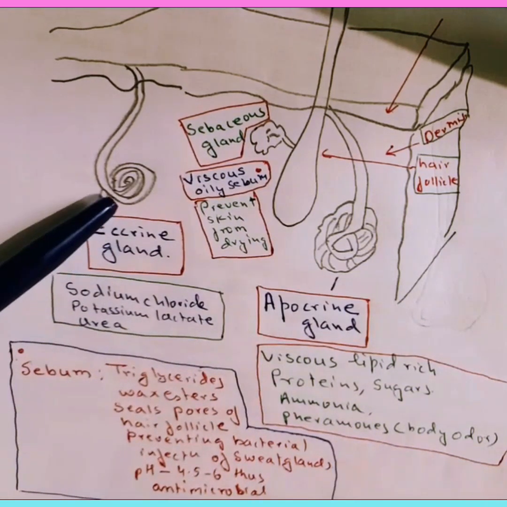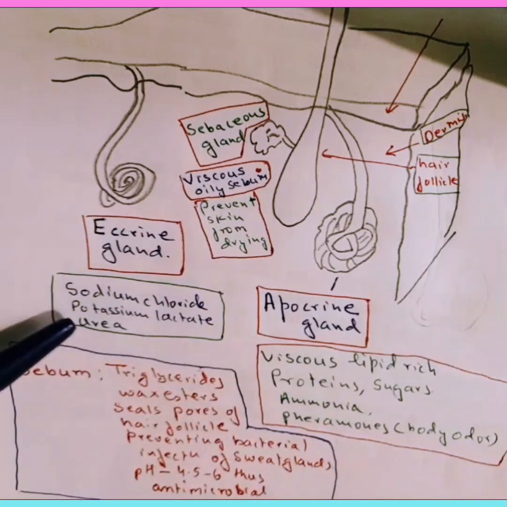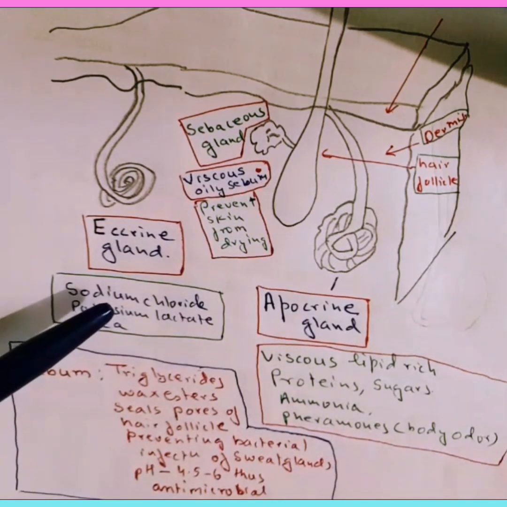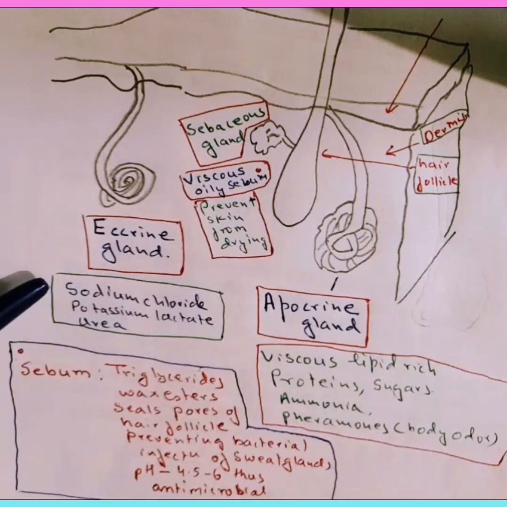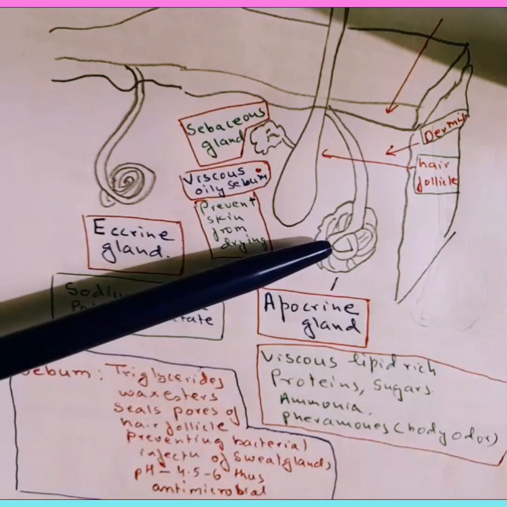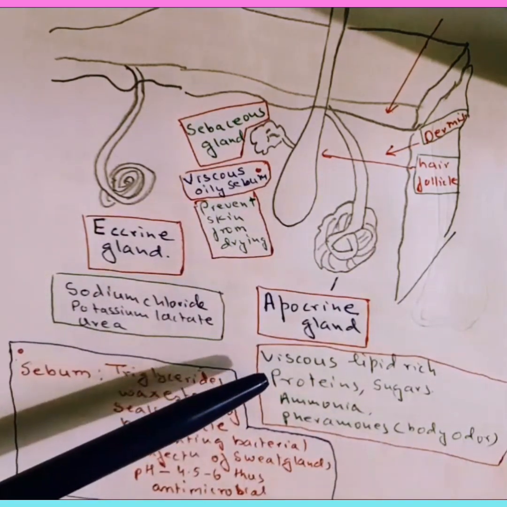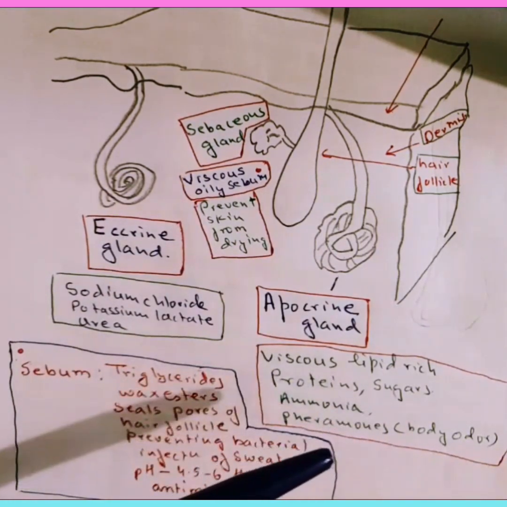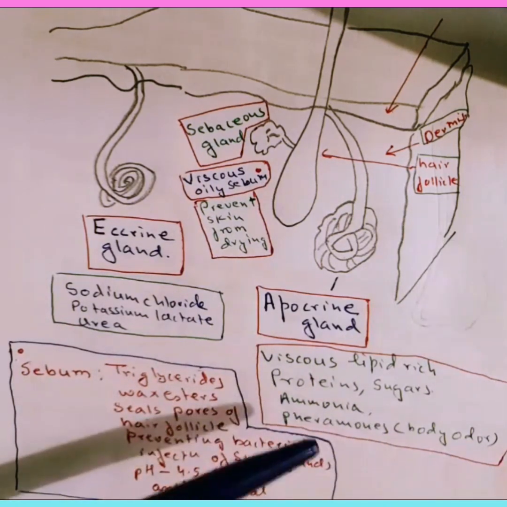Eccrine gland secretes sodium chloride, potassium lactate, urea, obviously along with water. All right, and this is what is going to play a significant role in our workout process. All right, in osmoregulation, which we are going to touch on later with respect to sodium chloride. Then we come to apocrine gland. Apocrine gland produces, rather secretes, viscous, lipid-rich proteins, sugars and ammonia.